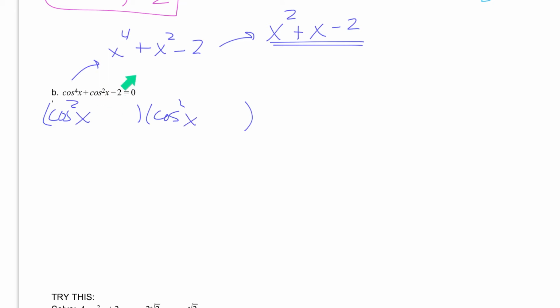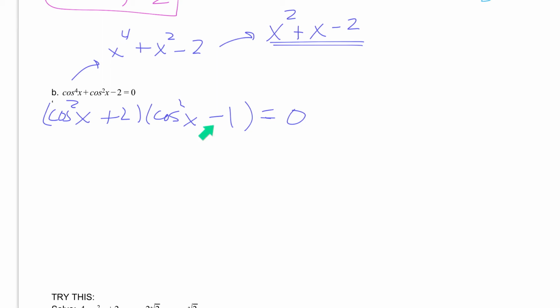Then I need numbers that would multiply to negative 2 and add to 1. So I could do plus 2 minus 1. If you're having trouble with the factoring, again, multiply it all out, make sure everything works. So these two multiplied together, plus these two, have to give you that middle term.